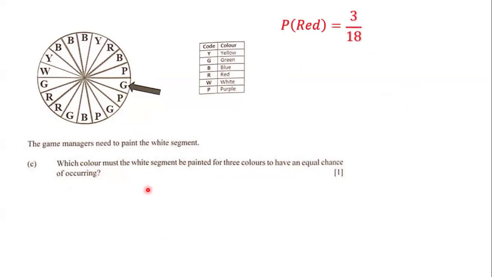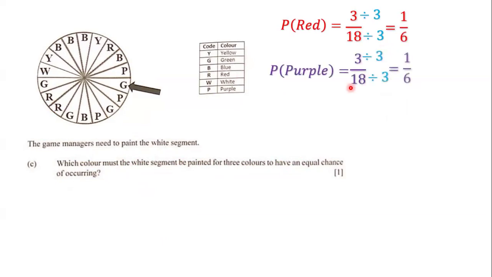So we already know that the probability of red, based on our previous answer, is 1/6. We already know the probability of purple is 1/6. So these 2 colors have an equal chance of occurring because both of their probabilities are 1/6. So can we find another color whose probability is 1/6 as well? And if we can, then that'll help us to determine which color the white segment must be painted for 3 colors to have an equal chance. So let's look at yellow.